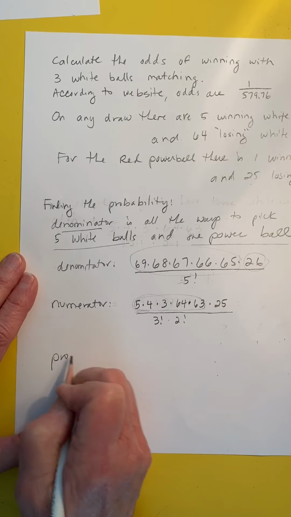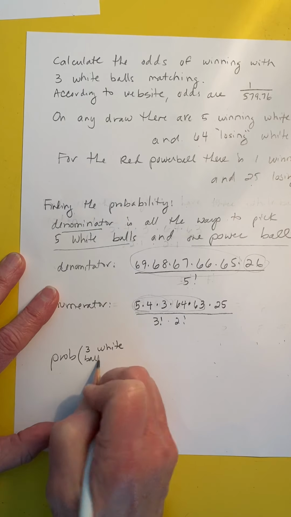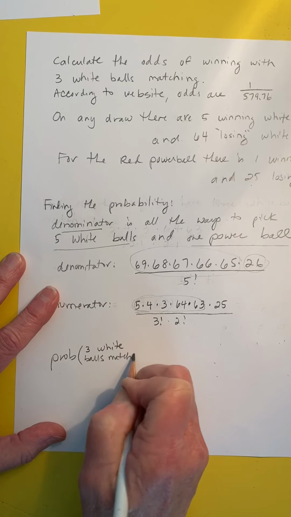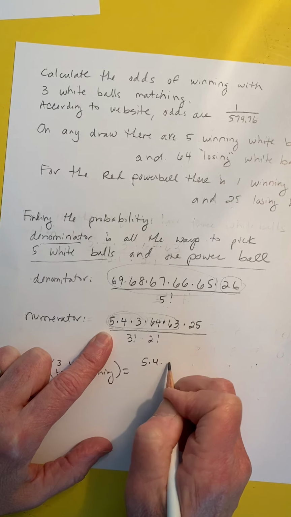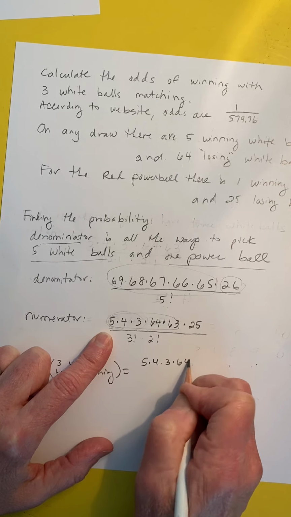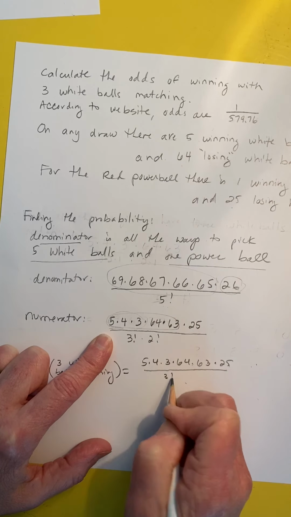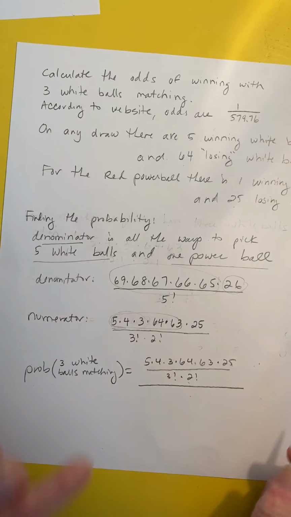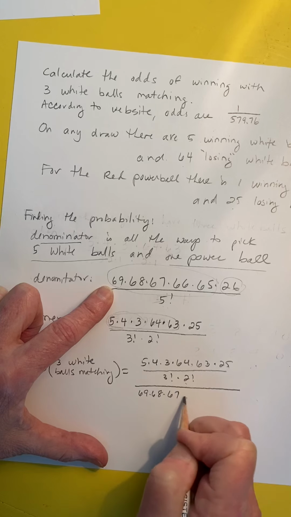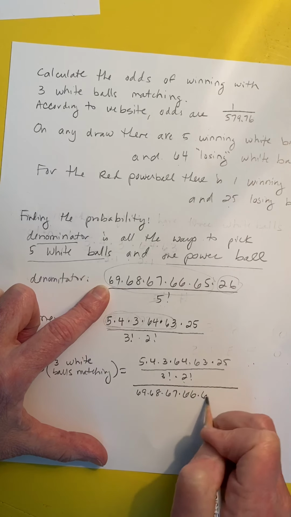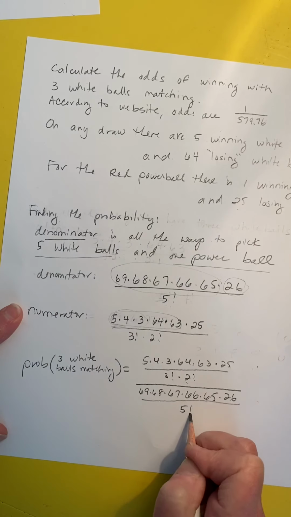So the probability of exactly 3 white balls matching is, my numerator is 5 times 4 times 3 times 64 times 63 times 25 over 3 factorial times 2 factorial, all over my denominator, which is 69 times 68 times 67 times 66 times 65 times 26, all over 5 factorial.